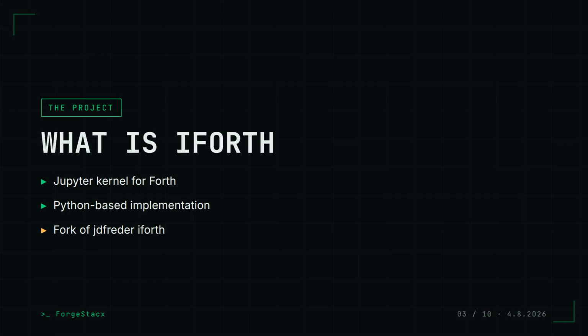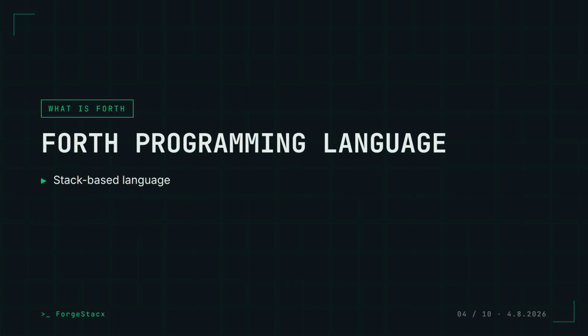So what exactly is Forth? It is a stack-based programming language that uses postfix notation, meaning operations come after their operands rather than before. It is one of the oldest programming languages still in use today, known for its minimalism and power. Forth was designed in the 60s and has a dedicated community of enthusiasts who appreciate its elegant approach to computation.